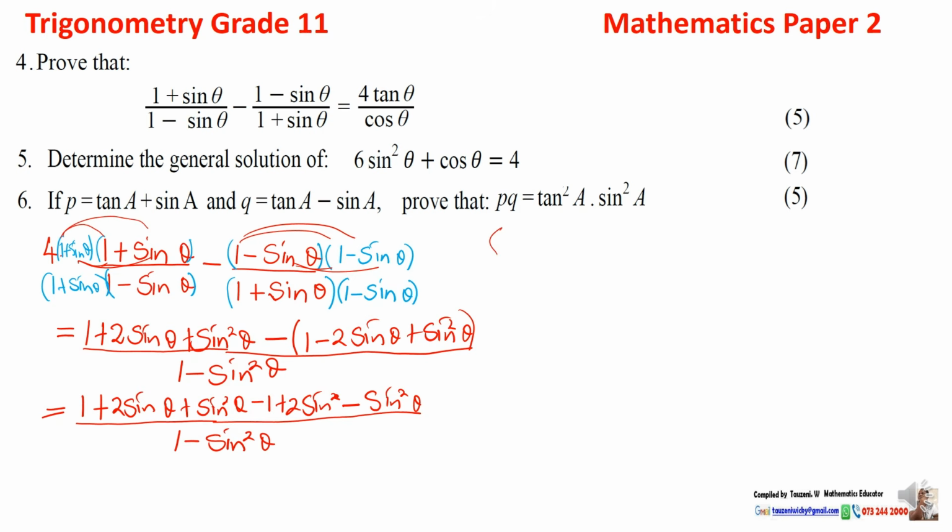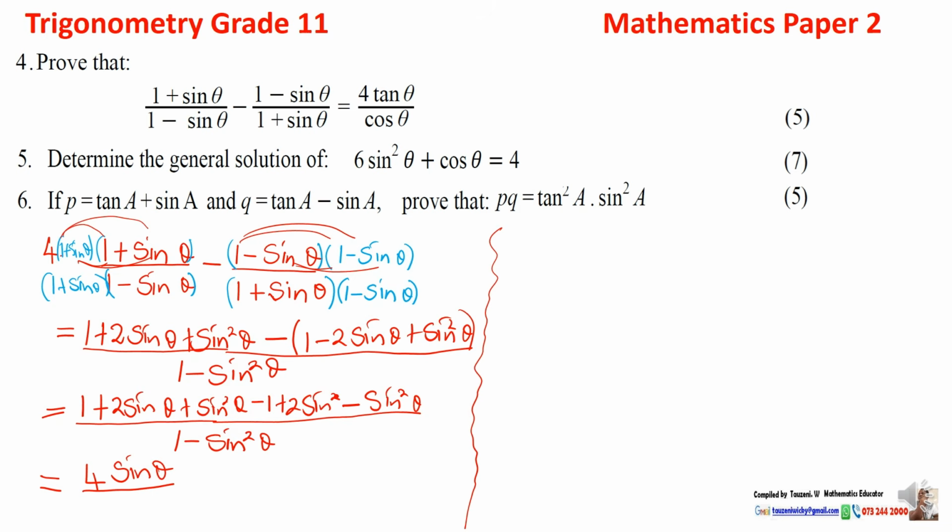Now, proving identity requires you to observe expressions that you can remove and replace with their equivalencies. 1 minus 1 in this case gives me 0. So if I simplify the numerator, we are adding 2 sine theta plus 2 sine theta. That gives us 4 sine theta. Then sine squared theta minus sine squared theta gives me 0.